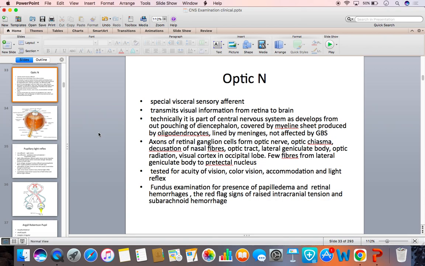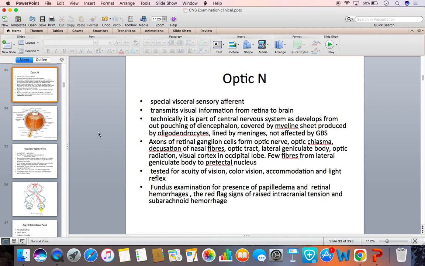Then the optic tract is formed, which enters the lateral geniculate body and continues as the optic radiation. Finally, it reaches the occipital lobe, the visual center. Few fibers, as I told you, go from the lateral geniculate body to the pretectal nucleus to mediate the light reflex. Okay, that's the pathway of the optic nerve.